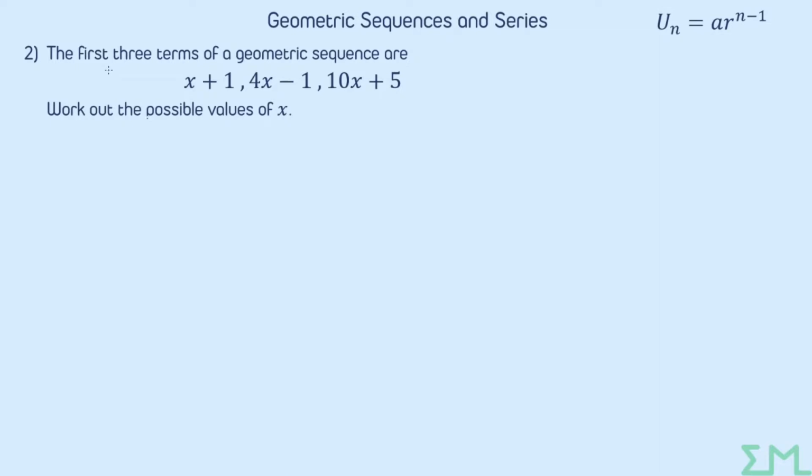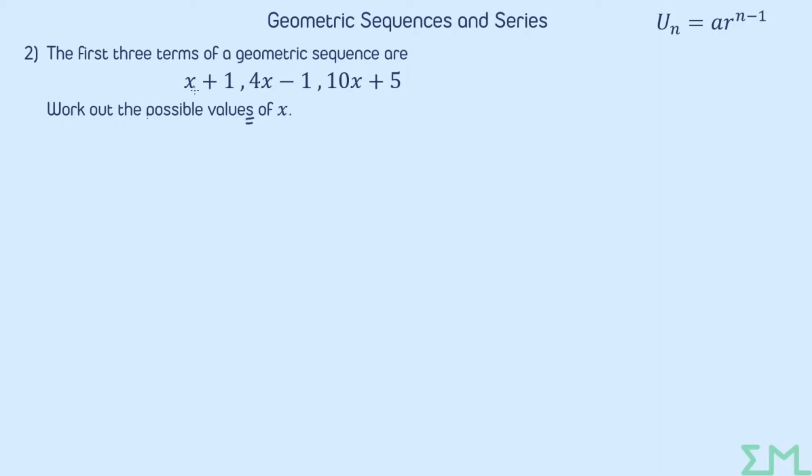Okay, so in this question we are given that the first 3 terms of a geometric sequence are these expressions in x, and we need to work out the possible values of x. Always make note of how many answers you're expecting to have, so here definitely more than one.